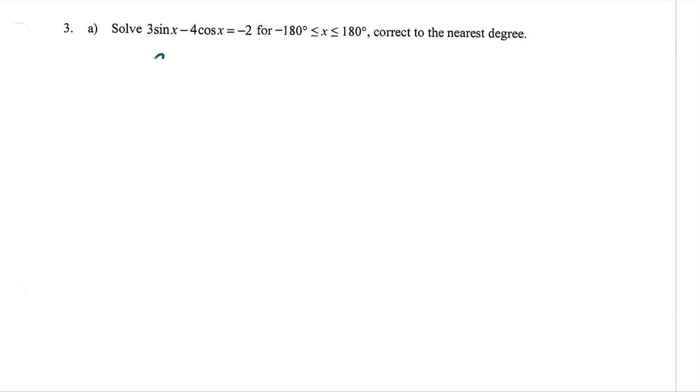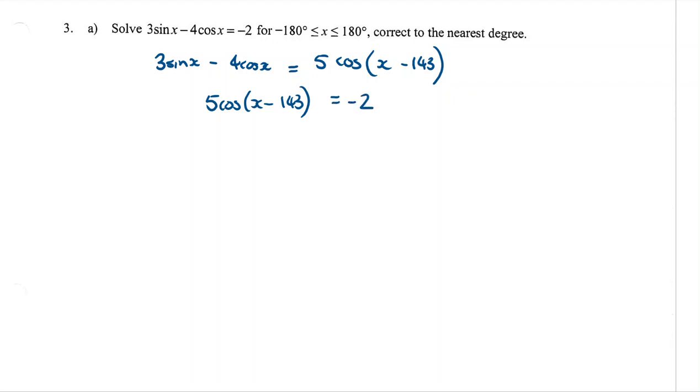We know that 3 sine x minus 4 cos x is equal to 5 cos(x minus 143 degrees). That's what we found in the last question. But now I want that to be equal to negative 2. Don't use the sine x minus cos x side, that was the complicated side. We take the 5 cos(x minus 143) and make that equal to negative 2.